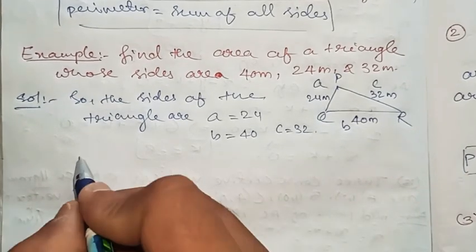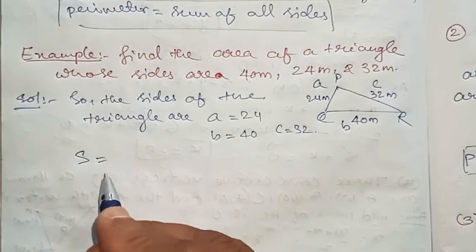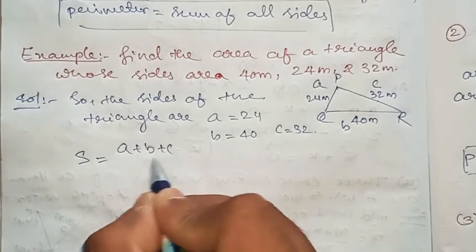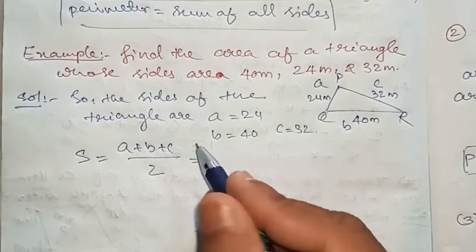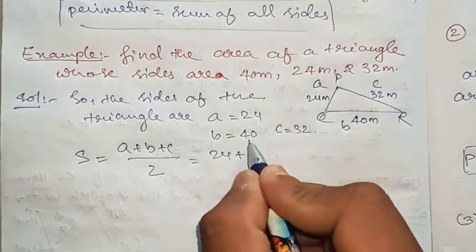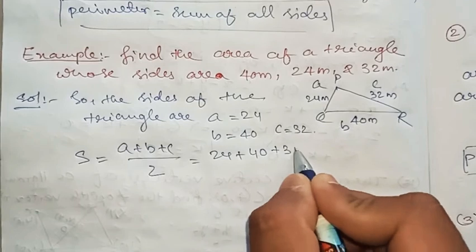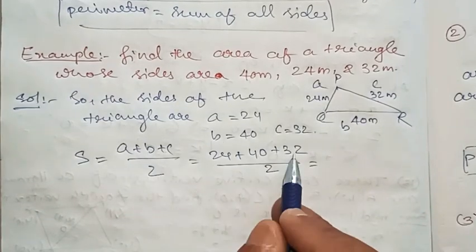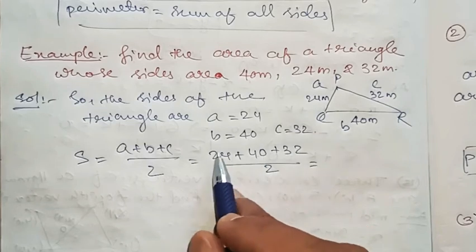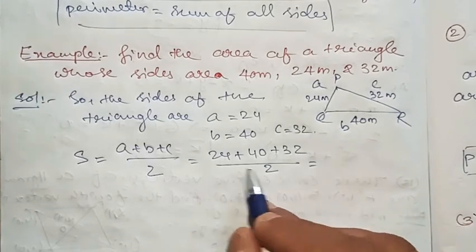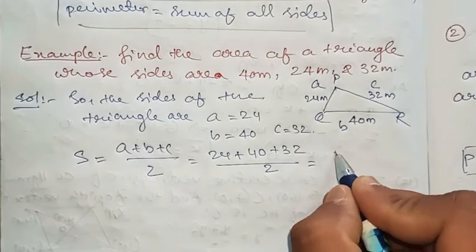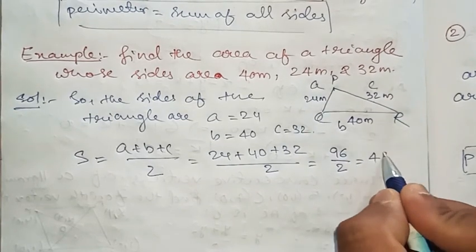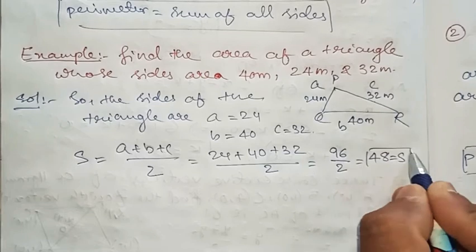First of all, always you find out s, the value of s. s equals (a + b + c) / 2. What is a? a is 24, b is 40, c is 32, divided by 2. Now add all the things and divide by 2. Addition of this is 96 divided by 2. 96 by 2 is 48. So the value of s is 48.